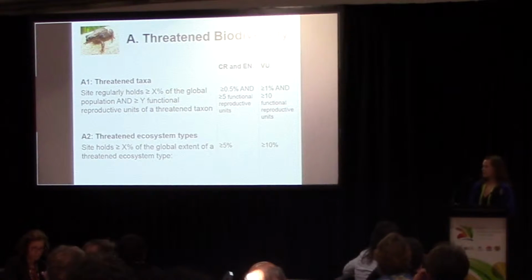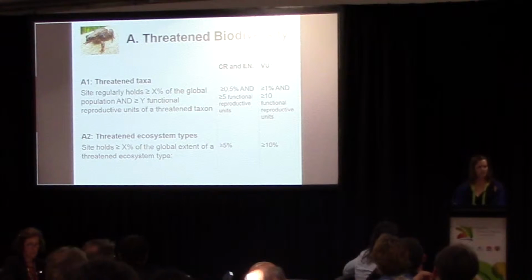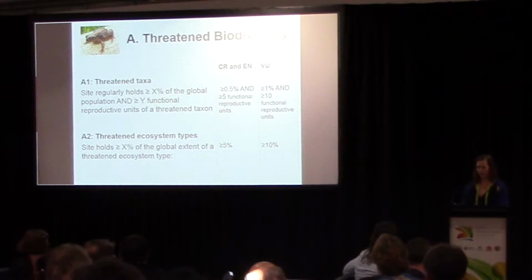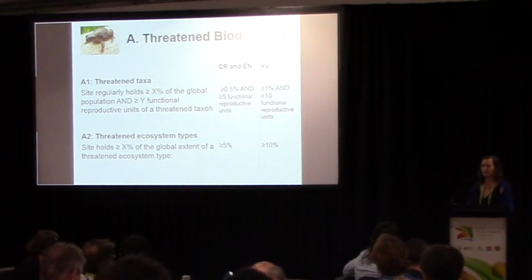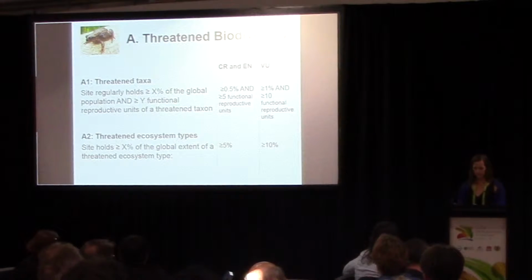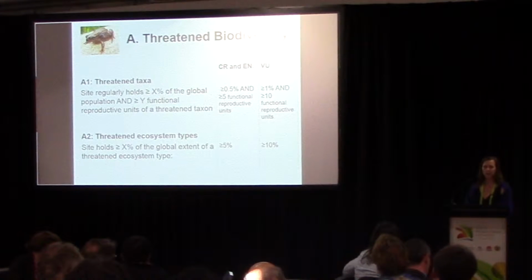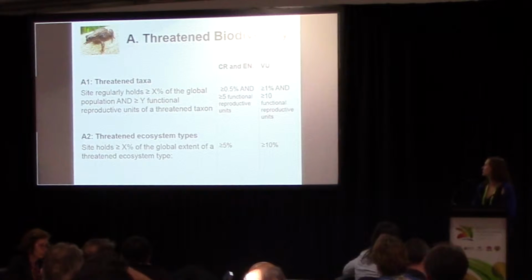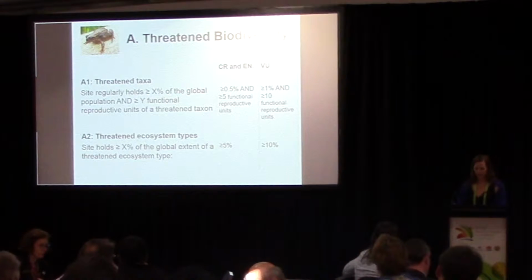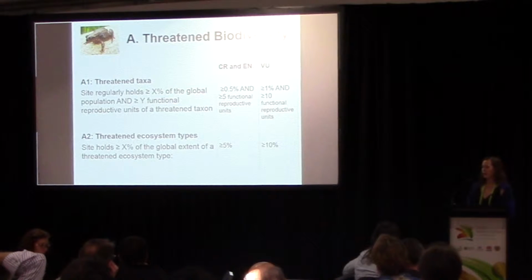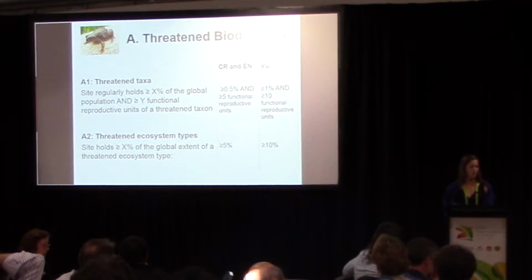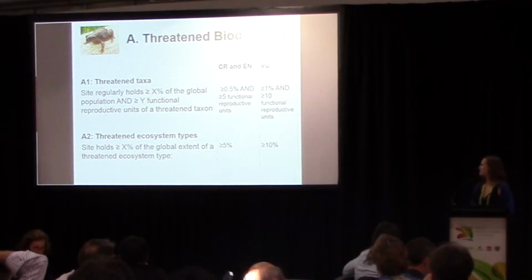We have the first sub-criterion under threatened biodiversity, which is for threatened taxa, and here we mean species, subspecies, plant varieties, and isolated subpopulations that have been assessed as critically endangered, endangered, or vulnerable on the IUCN Red List of Threatened Species. And the thresholds for this criterion: a site that has at least 0.5% of the global population of a critically endangered or endangered species, as well as at least 5 functional reproductive units, would trigger a KBA. And for vulnerable species, those thresholds are 1% of the global population and at least 10 functional reproductive units.